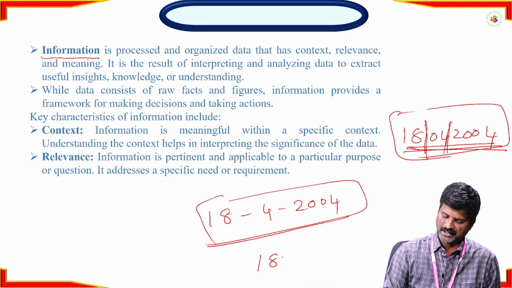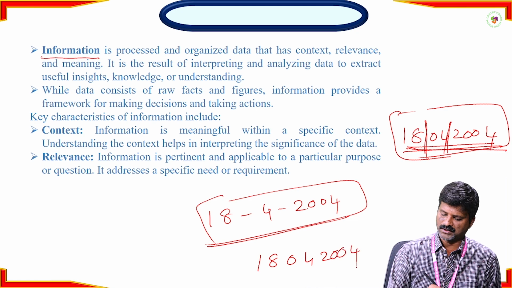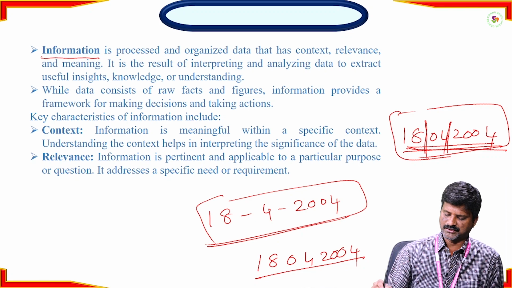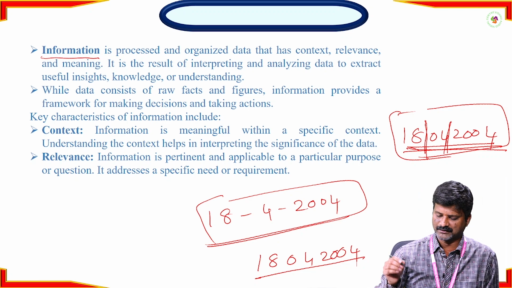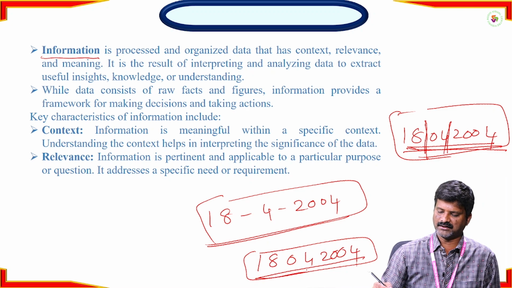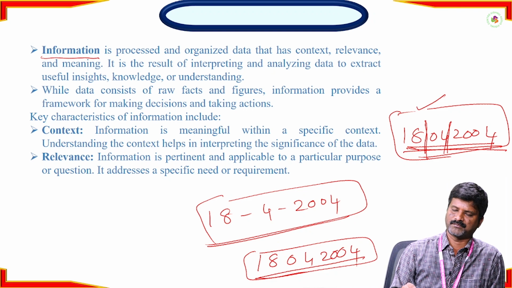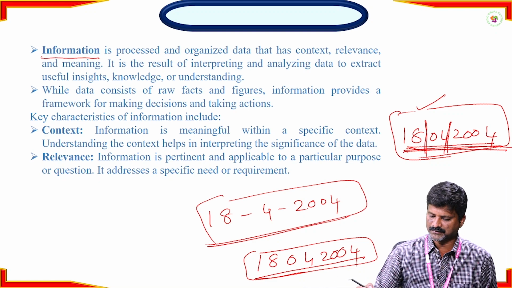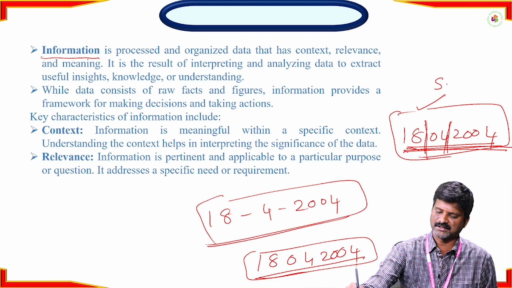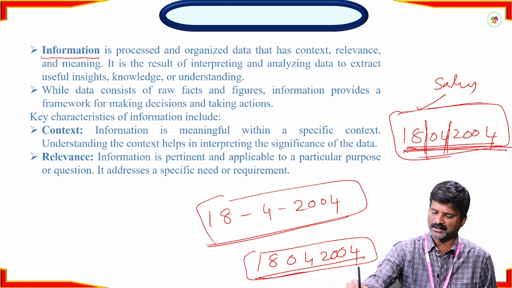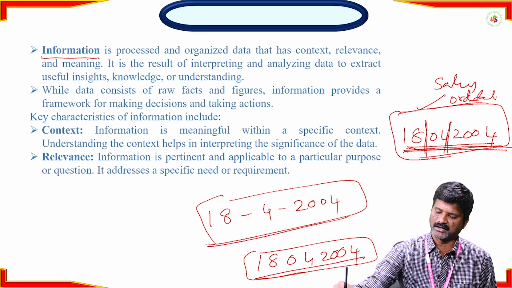If I am writing something like 2004, then what can you think about this? These are only facts and figures, just numbers, that's it. You cannot identify what exactly this data represents. When you add context and meaning, then you can identify this is information. While data consists of raw facts and figures, information provides a framework for making decisions and taking action. Suppose, for example, I am taking sales data, and I have a column like order date. Order date is one column.